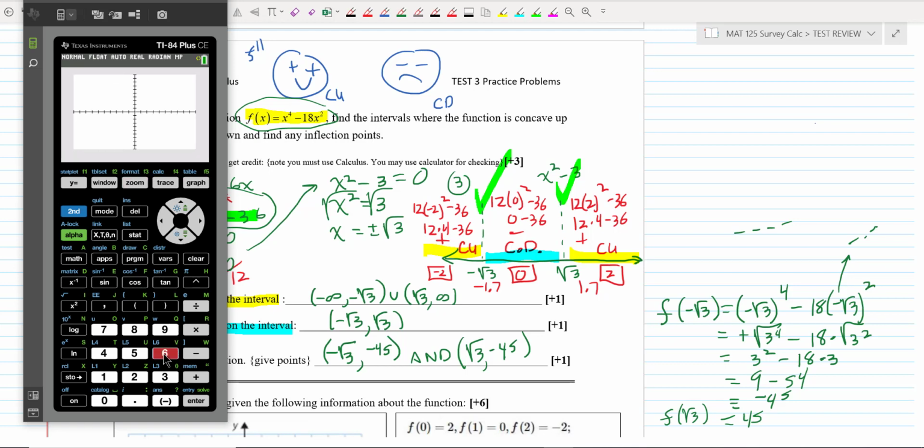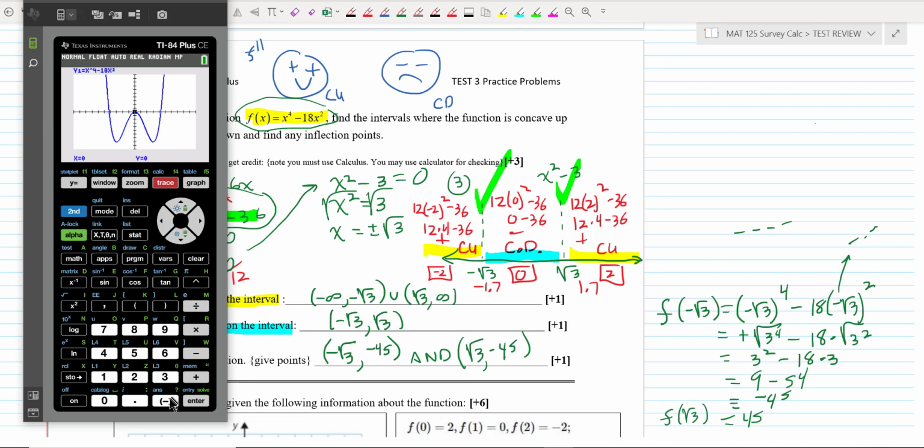Let's just start with a standard window, zoom 6, and probably the only thing I need to do is expand the y's a little bit, so let's go maybe negative 100 to 100 by a scale of 10, and just see if that's a pretty good viewing window. Okay, so that looks good. Now if you look at this, we're concave up, then concave down and concave up. So that's matching what the sign chart said.